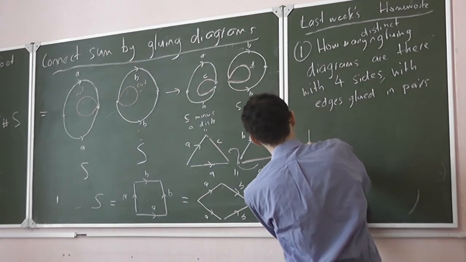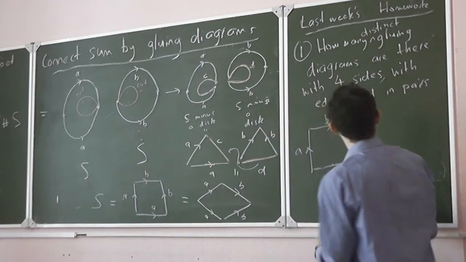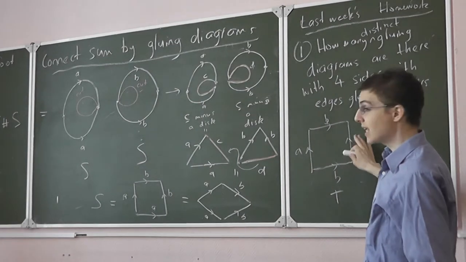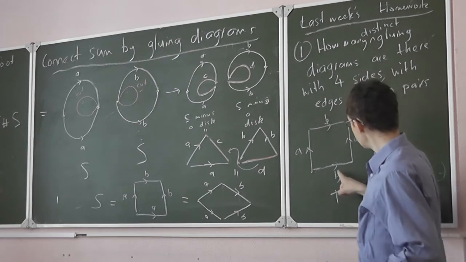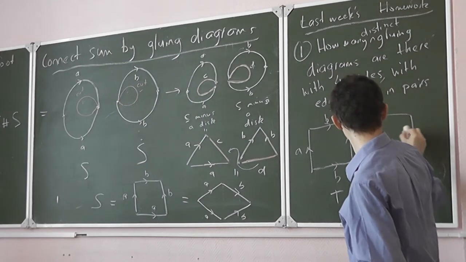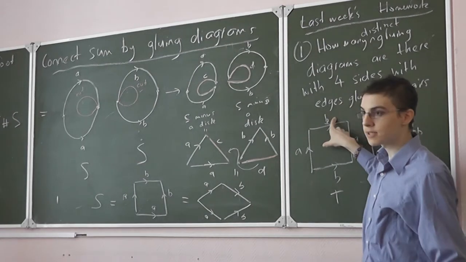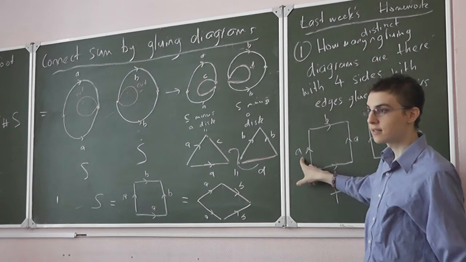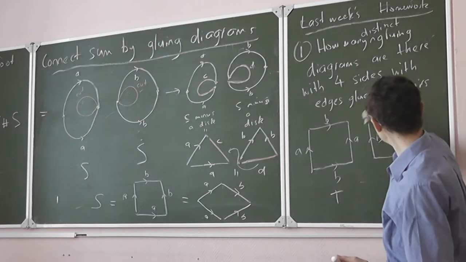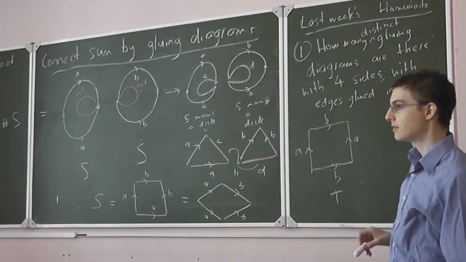Let me just explain what I mean by that. So for example, the torus has a gluing diagram with four sides, and when I say all the edges are glued in pairs, it means that I don't have any edge that isn't glued to another edge. So for example, this B must be glued with this B. This A is glued to this A. There's no side that isn't glued to some other side. Is that okay? So that's one of these. How many are there?